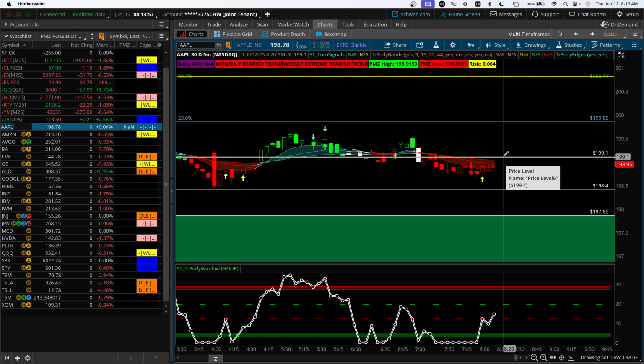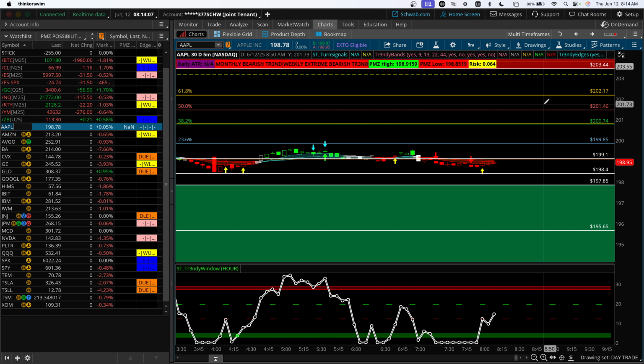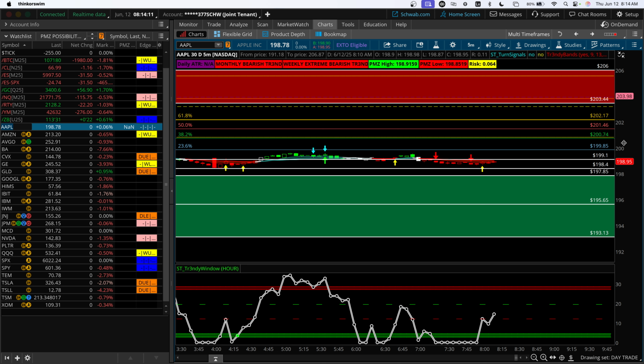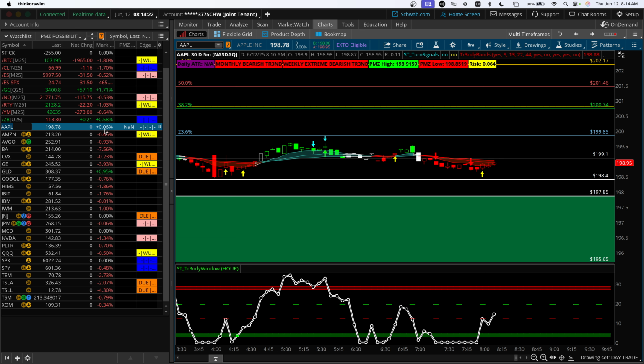Then I'm targeting 199.85, 200.74, 201.46, 202.17, and then ultimately basically 203 to 206. All right, so that is Apple, which is outperforming the market. And if the market starts showing some strength and turns around, then maybe Apple will lead the way and continue outperforming. You never know, so I need to know where I would both go long and go short for day trades. And again, I'm going to use those PMZ levels there.